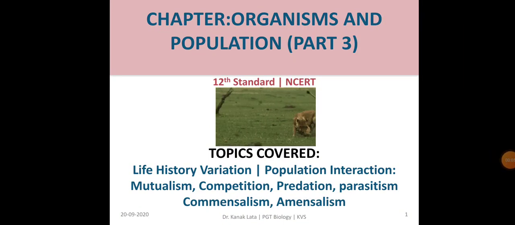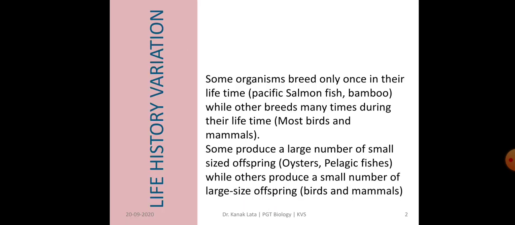Today I am again back with Organisms and Population, Part 3, of 12th Standard. In this session we are going to discuss life history variation and population interactions, that is mutualism, competition, predation, parasitism, commensalism and amensalism. So let us start the session. First of all, it is about life history variation.